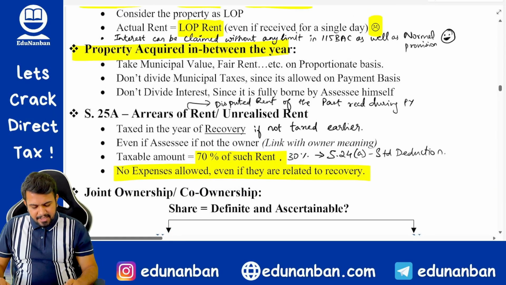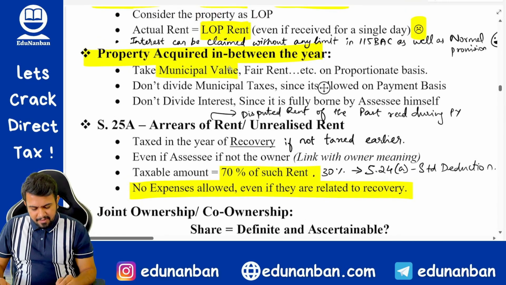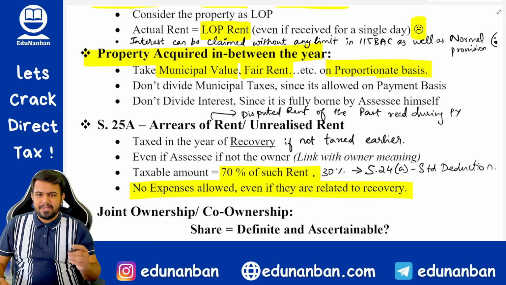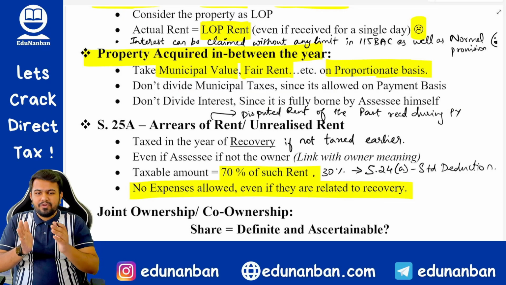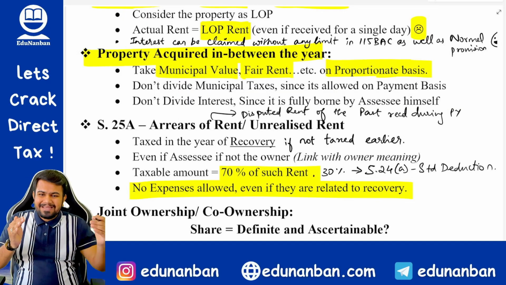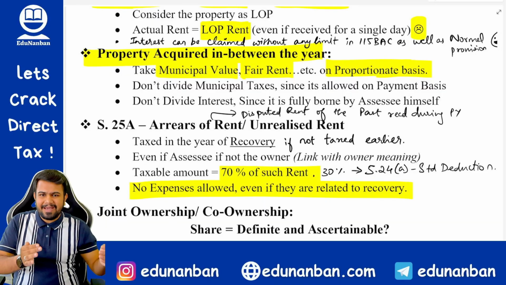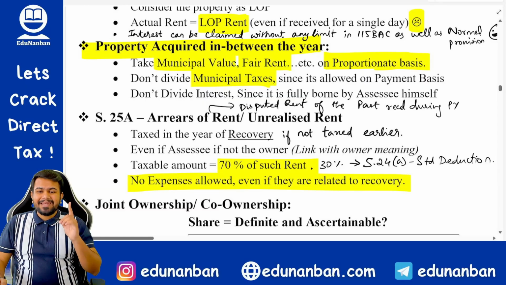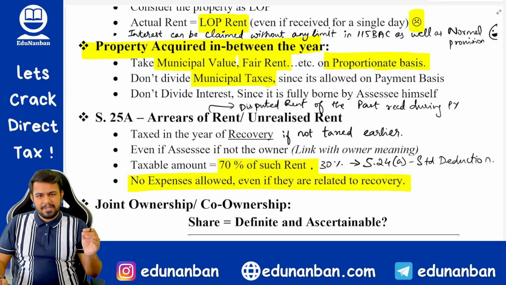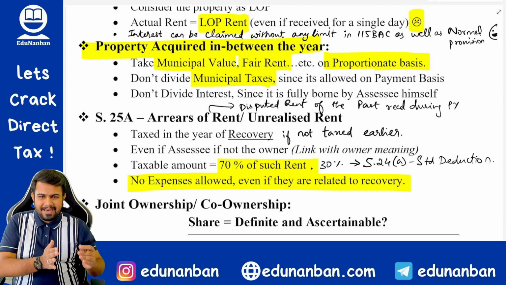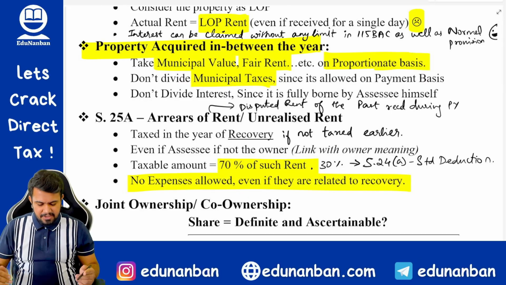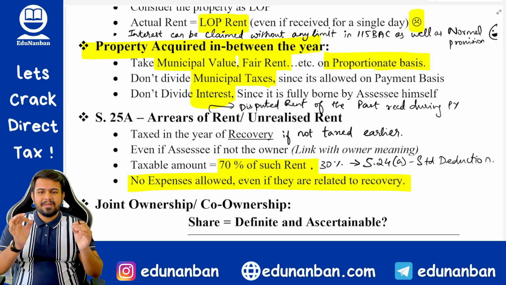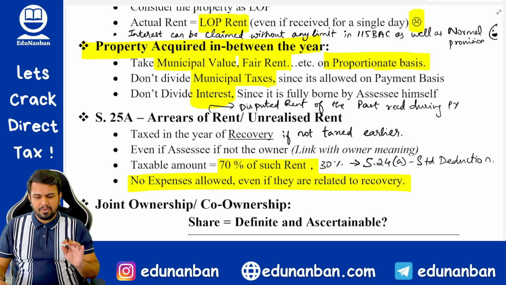Sir, what if property is acquired in between the year? If property is acquired in between the year, then take municipal value, fair rent, standard rent, etc. on proportionate basis. So if you have acquired after 5 months, then for the balance 7 months only you have to take the municipal value, fair rent, etc. But don't divide the municipal taxes, because municipal taxes is allowed on payment basis. So if you are paying even in the last 7 months, take the entire amount as deduction. Similarly, don't divide the interest, because interest is fully paid only by the assessee. So don't divide this interest also.